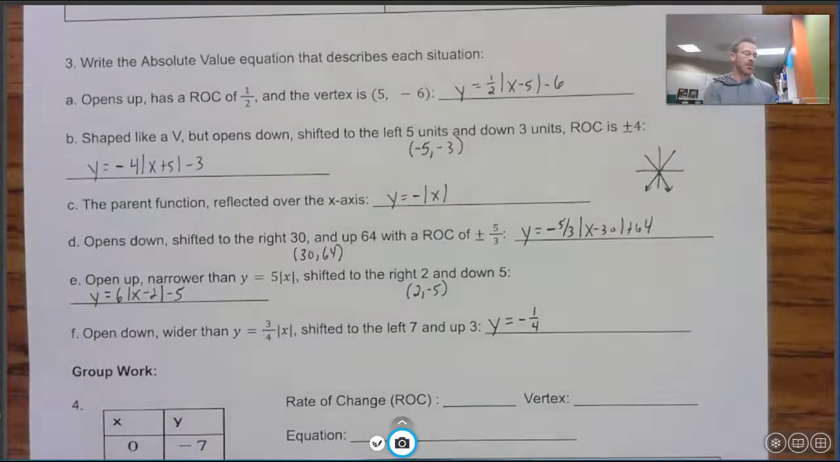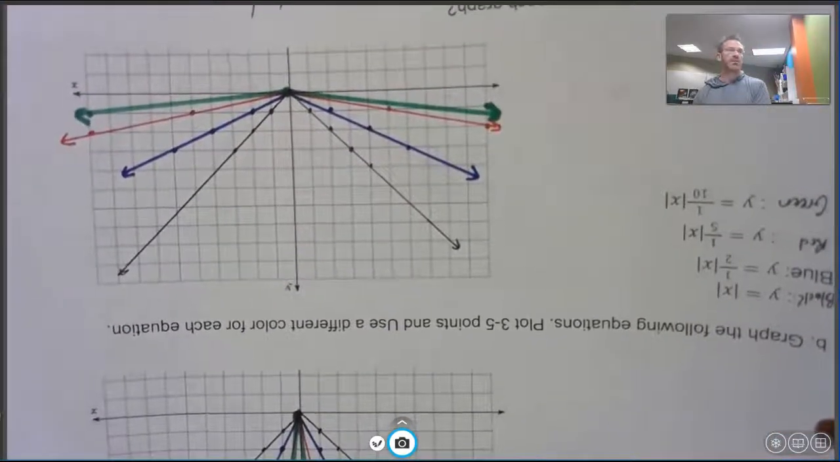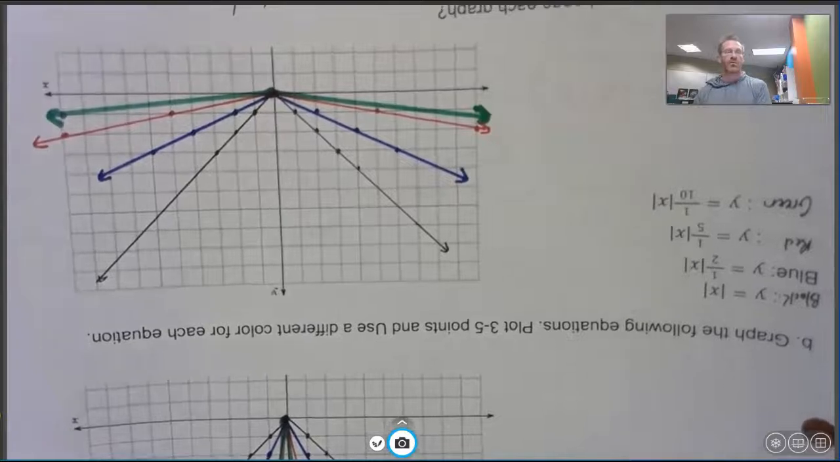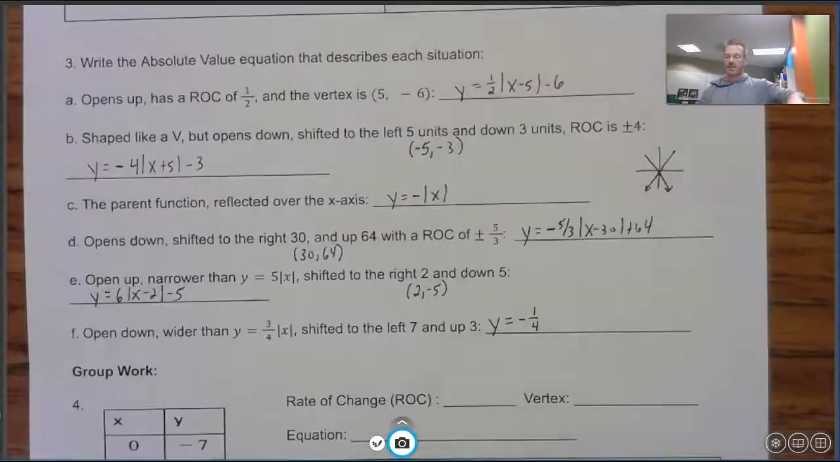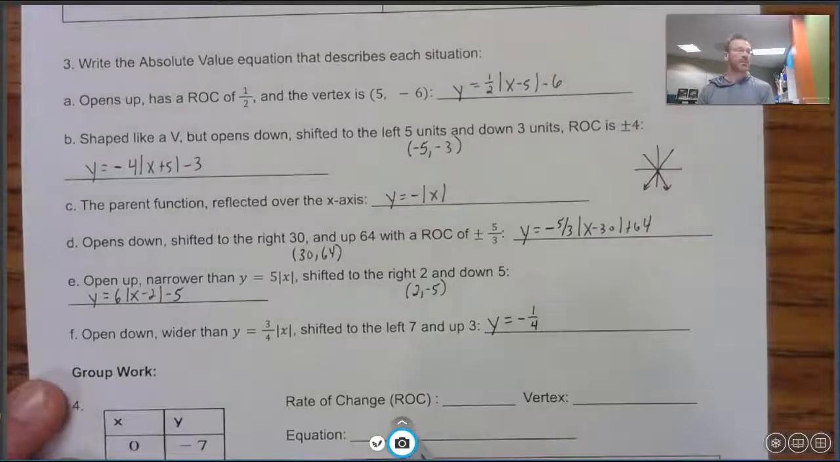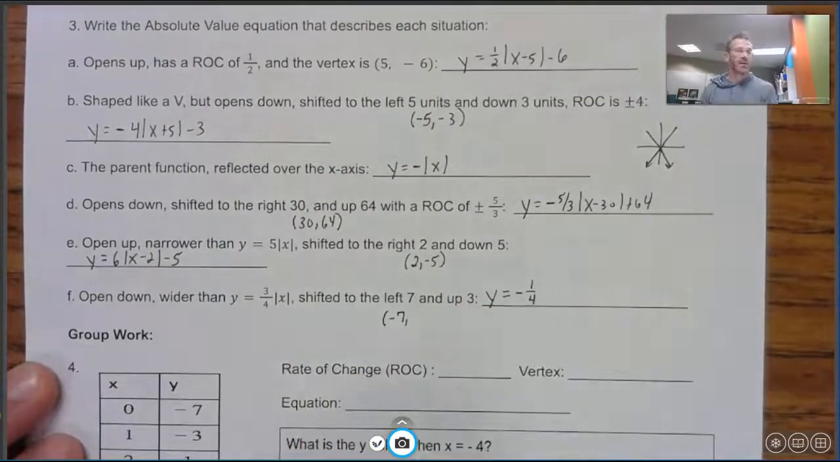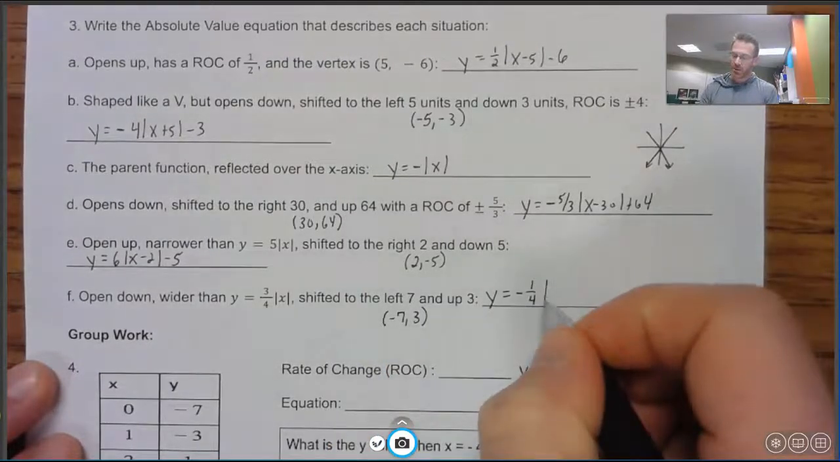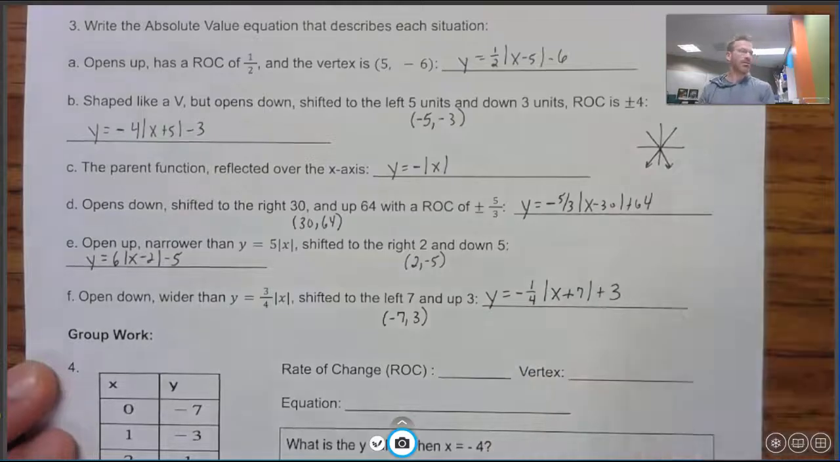So the width doesn't matter if it opens up or it opens down, right? Things are either wider or narrower. When we adjust that, we're adjusting the value of a, not the sign of a. So I would assign that last. And then notice it shifts to the left 7, so that means x is negative 7, and up 3, so there's my new vertex. So x minus negative 7 becomes plus 7, and then plus 3.